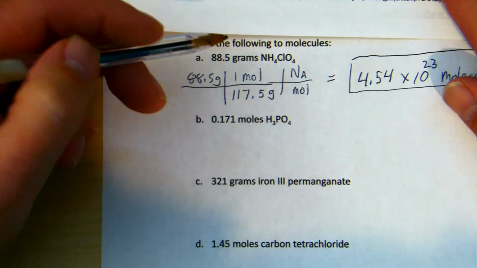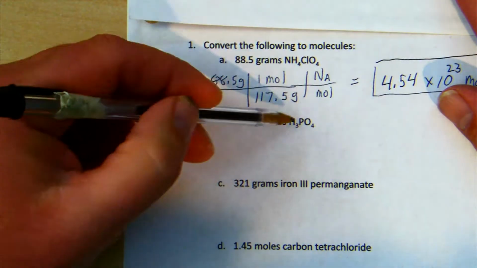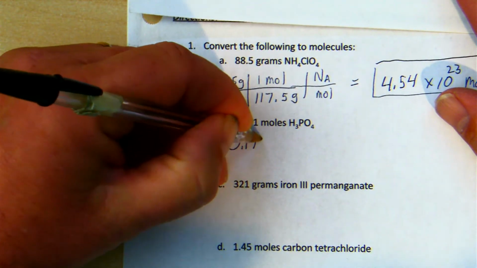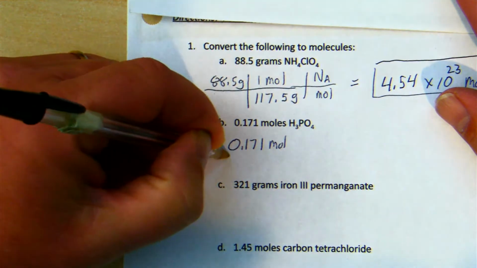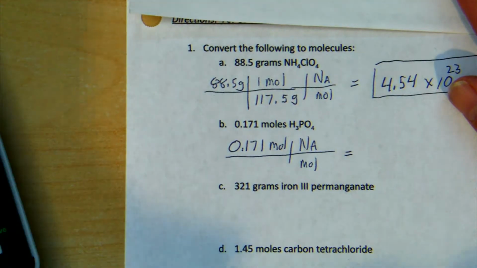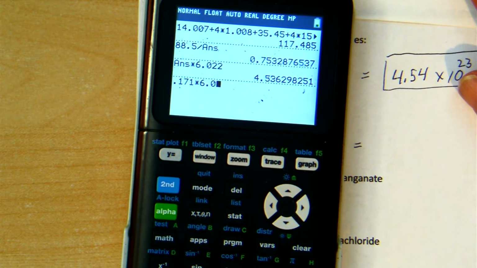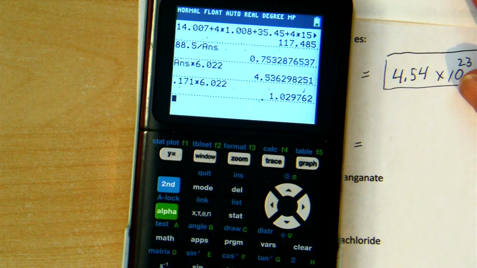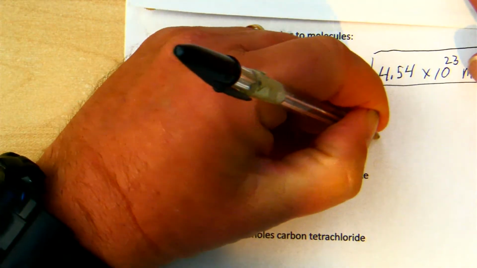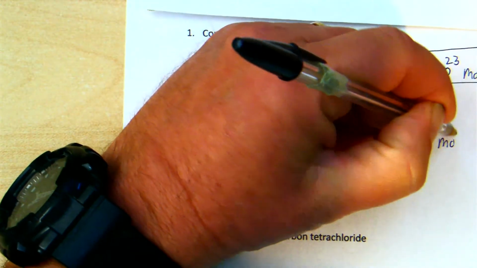H3PO4 is hydrogen phosphate. I have 0.171 moles of it. It doesn't matter what the gram formula mass is because they're asking for the number of molecules. So 0.171 moles times Avogadro's number per mole is all that we're after here. So if I go 0.171 times 6.022, enter, it displays 1.03. So 1.03 times 10 to the 23rd power molecules.